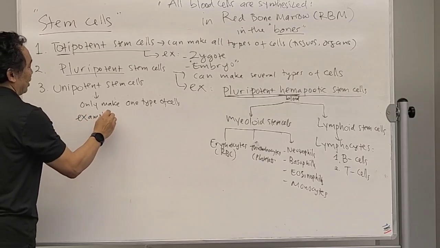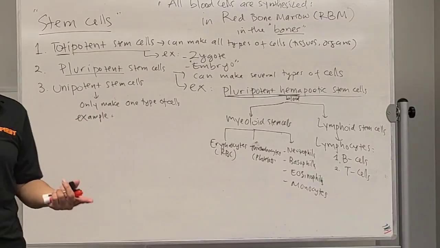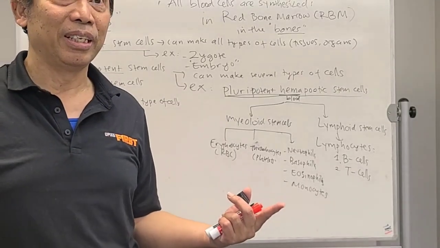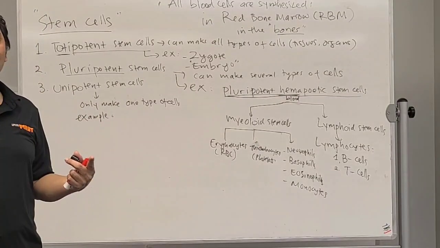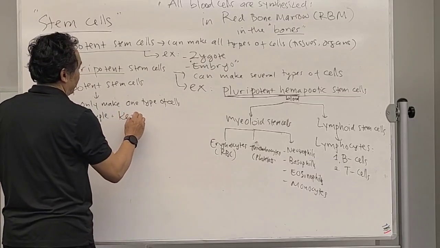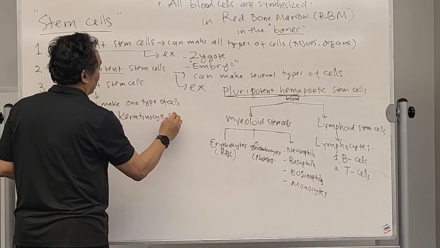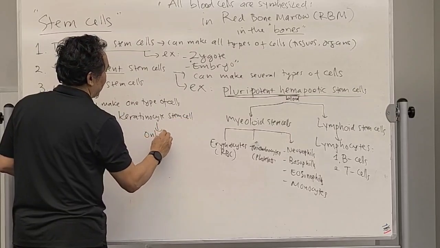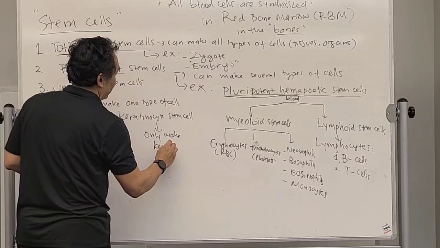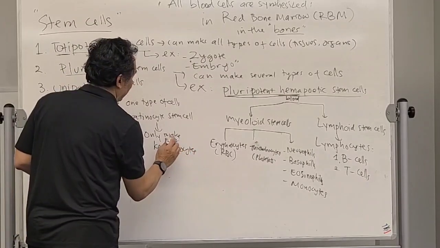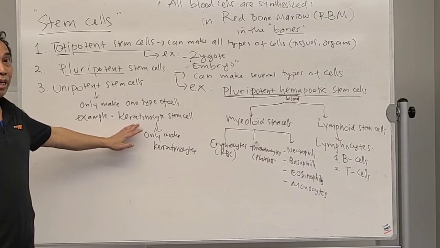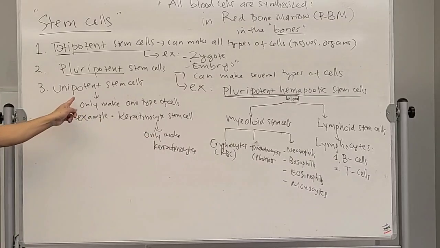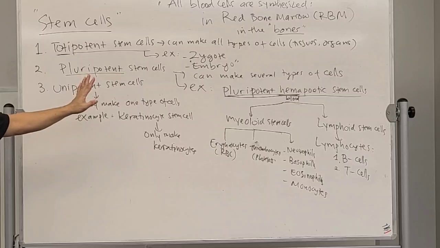Example, our skin cell, right? Your skin cell is always created every several days, maybe every 10 days. Remember the keratinocyte? There is a stem cell for keratinocyte. That keratinocyte stem cell only makes keratinocyte. It cannot make anything else. So all skin cells come from this. Keratinocyte making keratinocyte, that's unipotent. Can you follow this? So there are totipotent, pluripotent, and unipotent types of stem cell.